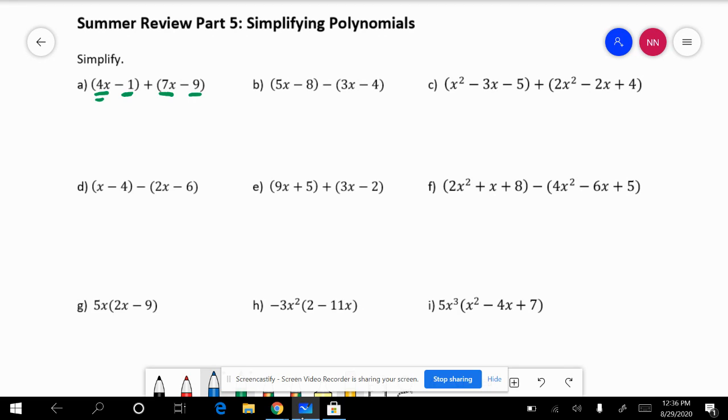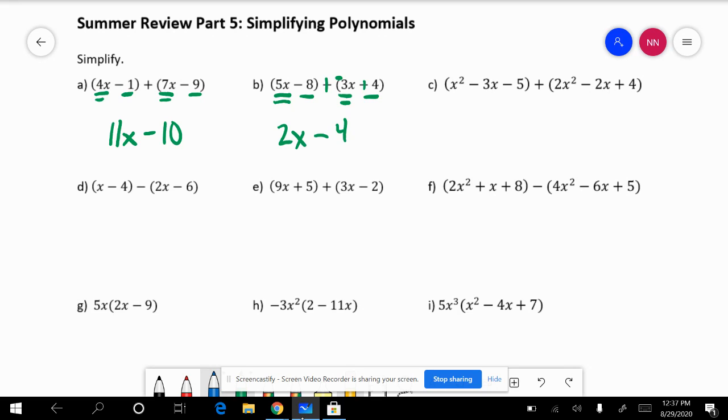So we're going to add the x's with the x's, and that gives us 11x. The negative 1 plus the negative 9 gives us negative 10. Now subtracting is the same thing as adding, but the negative gets distributed to each of the terms. So it's really like adding negative 3 and positive 4. So we have 5x and negative 3x, which would be 2x. And then we have negative 8 and positive 4 would be negative 4.